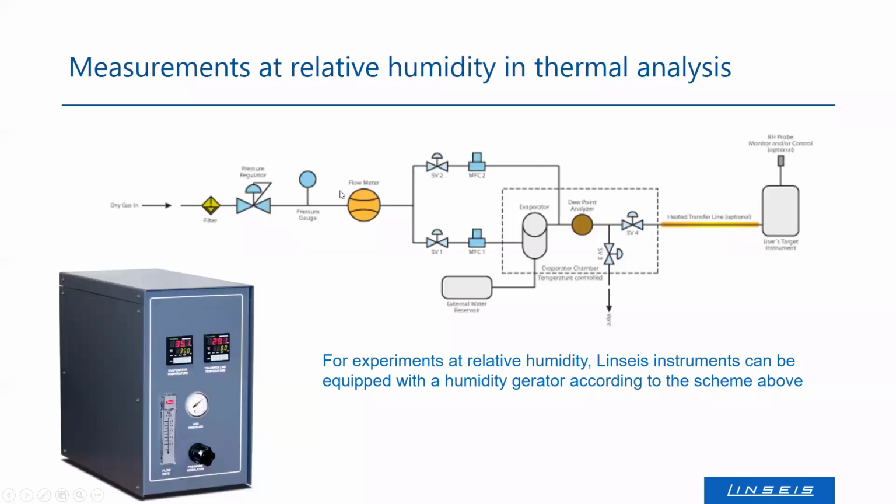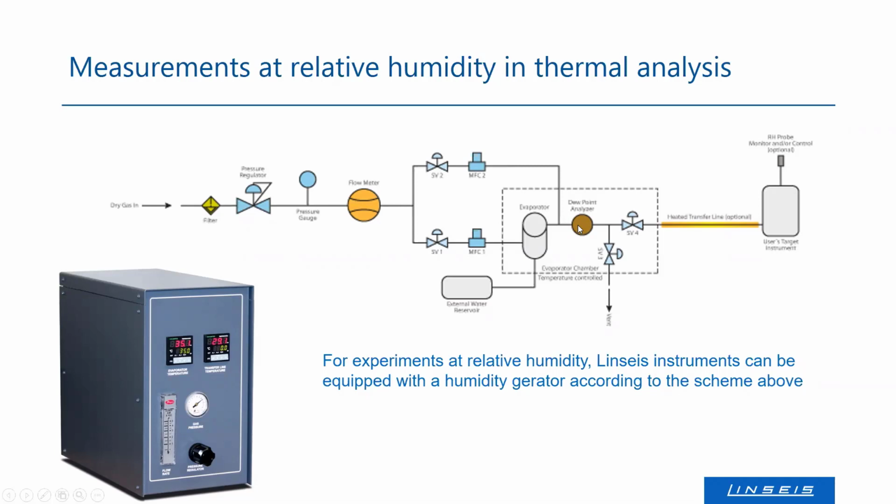So you have a dry gas that goes through a filter. Then you have a pressure regulator and more or less a flow meter. And then you go to a split box. So this is all, by the way, within this box here. In the background, you just add a dry gas. The dry gas is split into two lines. One line has a valve and an MFC, the other one as well. And the one line just goes to the outlet valve here.